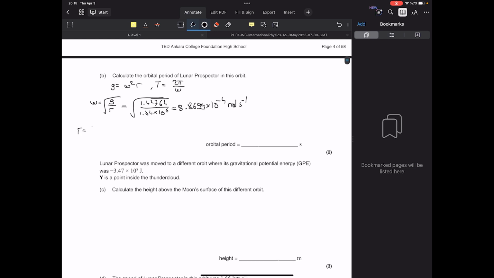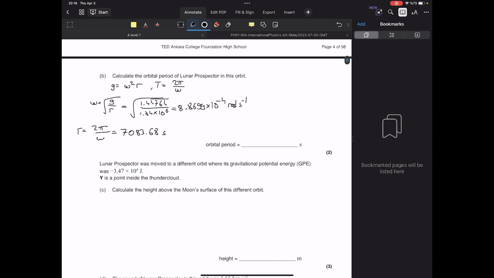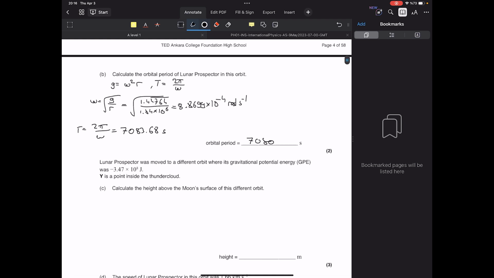And T is going to be 2π over ω, which will be equal to, let's see, 2 times π divided by that gives us 7,083.68 seconds. So that's the orbital period. To 3SF, that would be 7,080 seconds. I think that's good enough.